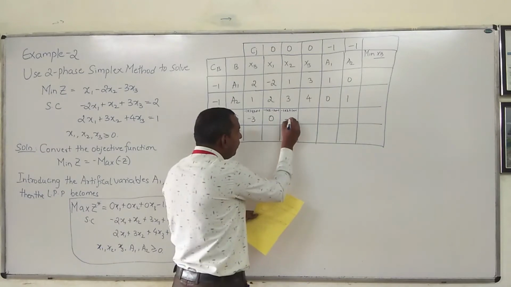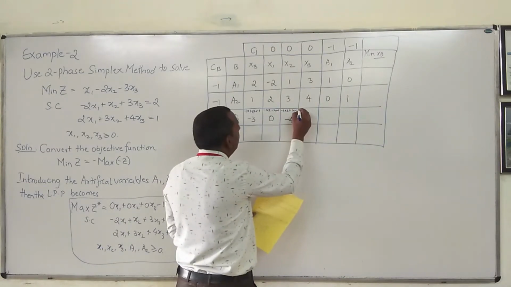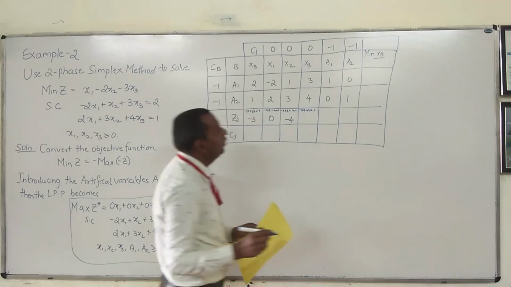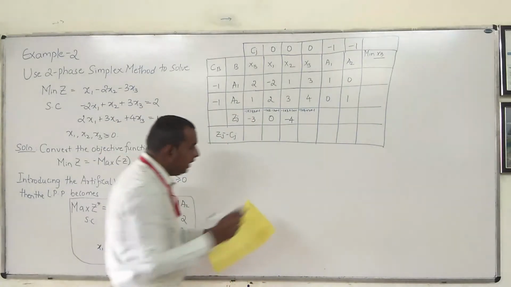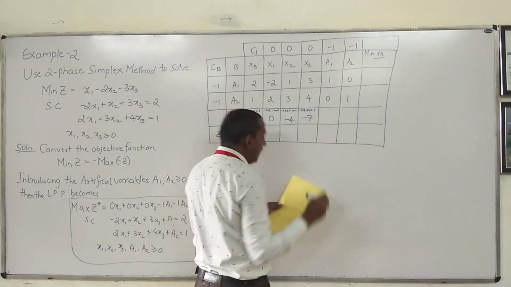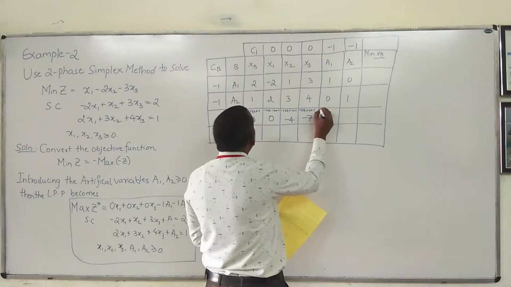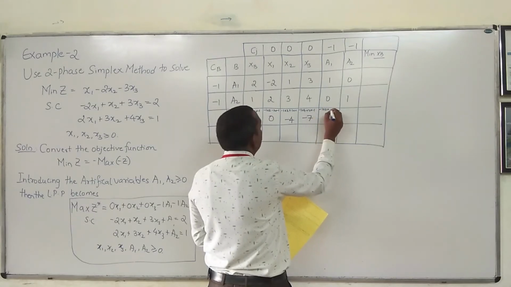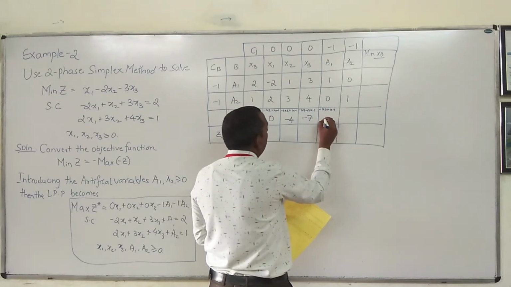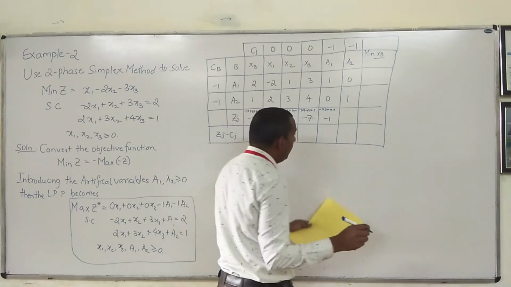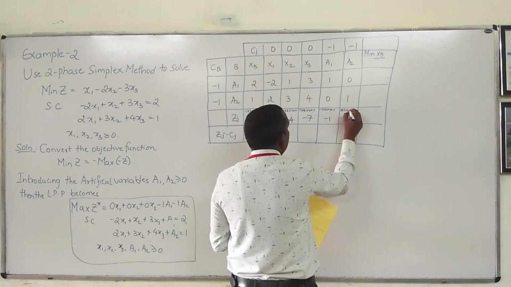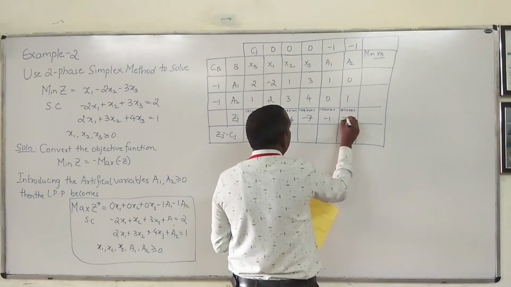It is minus 4 here, followed by minus 1 into 4 plus 3 into minus 1. So it is minus 4 minus 3, it is minus 7, whereas it is minus 1 into 0 plus 1 into minus 1. Answer is minus 1. So 1 into minus 1 plus 0 into minus 1, answer is minus 1.